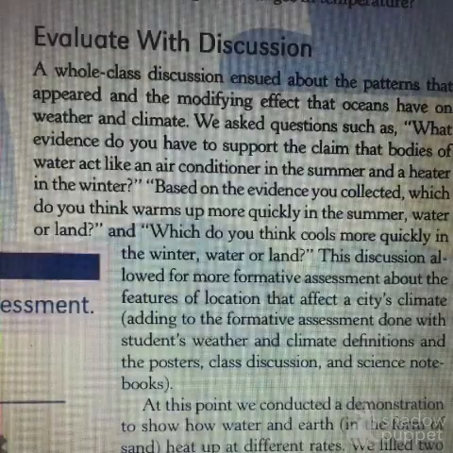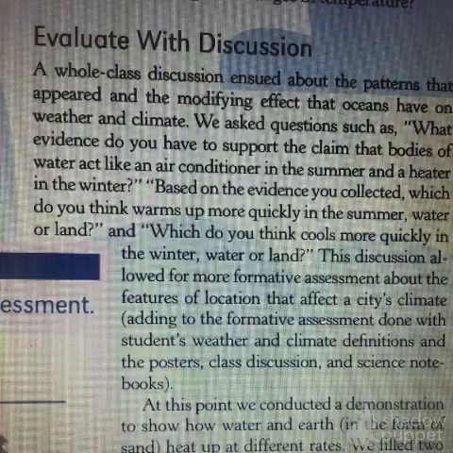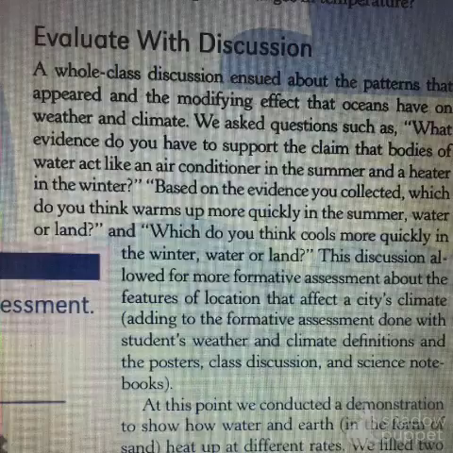And the final step was to evaluate what they had learned. A discussion is a great way to do this, and that's what they picked to do in this lesson. The teacher asked why bodies of water help cool and heat the area around them more. And this was just a great way to get students involved and a formative assessment tool for the teacher, because she was able to see what the students were really learning during this time.